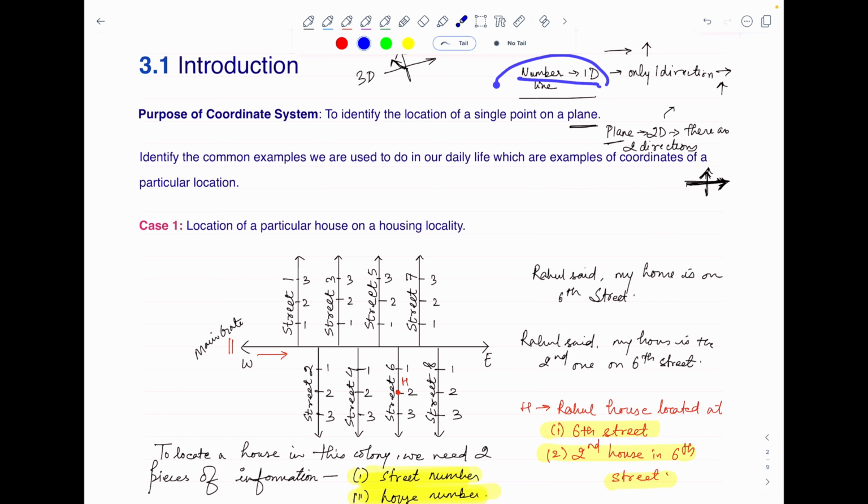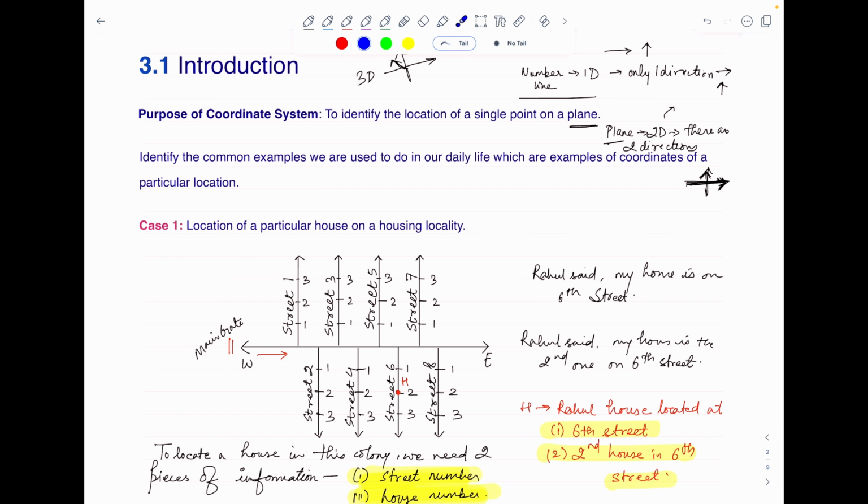Our number line is a 1-dimensional system we learned. A plane is a 2-dimensional system. We looked at the example of locating a house in a locality. We entered from the west gate to the 6th street. Then from the 6th street, we moved southwards to reach the second house. That was the location of Rahul's house.